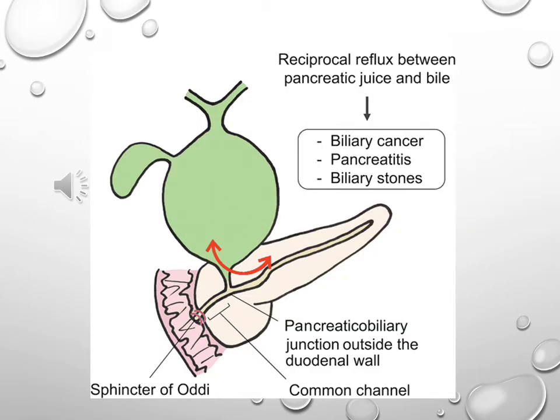As shown in this diagram, this abnormally long common channel escapes the regulation by the sphincter of Oddi. This will lead to reciprocal reflux between the pancreatic juice and the bile. This may lead to repeated attacks of pancreatitis, repeated attacks of cholangitis, cholelithiasis, and even in the long term may lead to biliary cancer.